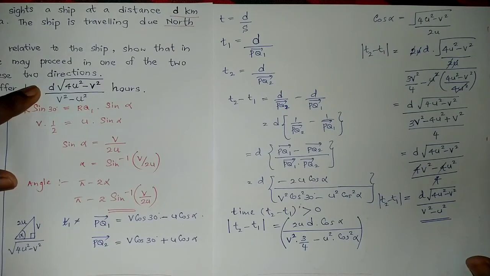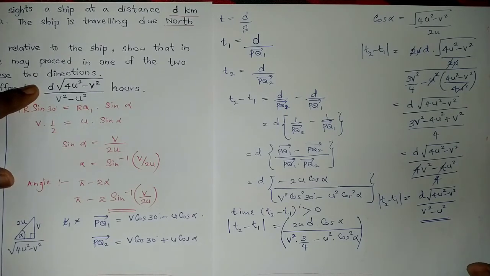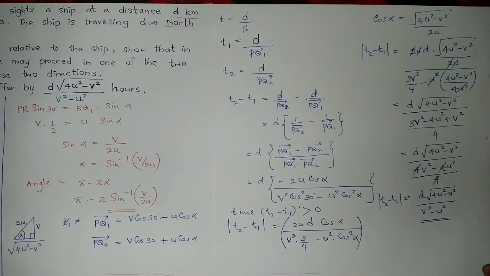So this is a long simplification, but the logic is simple. I hope you have understood everything which I have discussed here. So I discussed how to solve the 2009 relative velocity problem. Thank you.